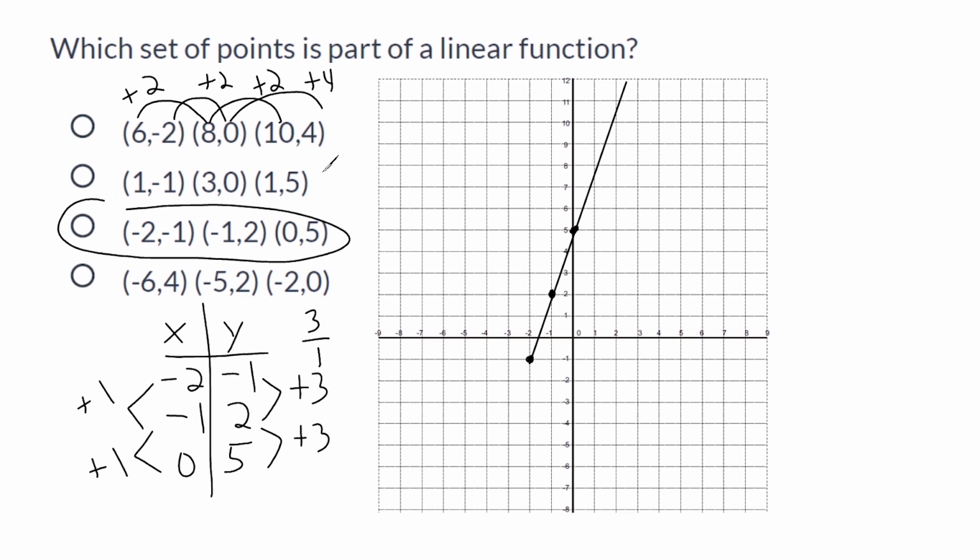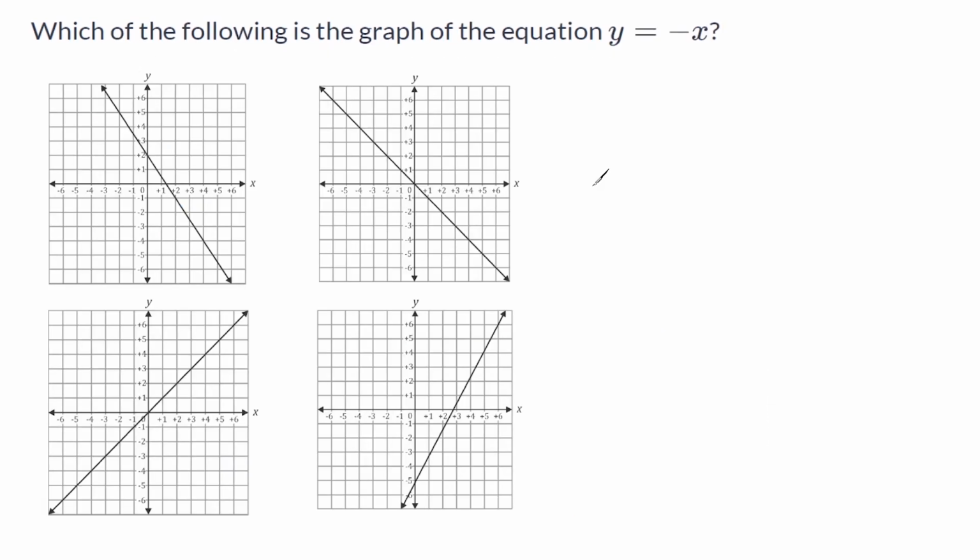All right, let's go ahead to the next problem. For this problem, we have to determine which of the following is a graph of the equation y equals negative x. Now, one thing that we should remember about all variables in an equation is if you do not see a number in front of that variable, there really is a number 1 in front of that variable. So I can read this equation as y is equal to negative 1x. So the coefficient of x is negative 1.